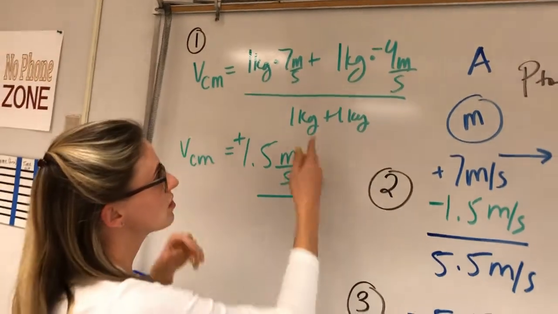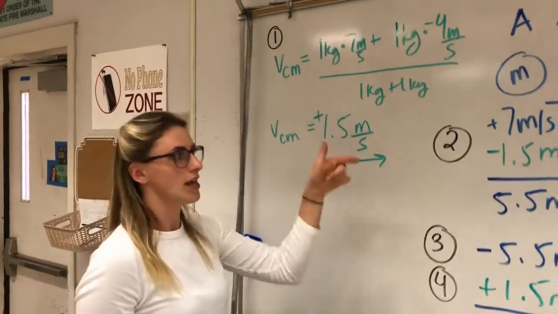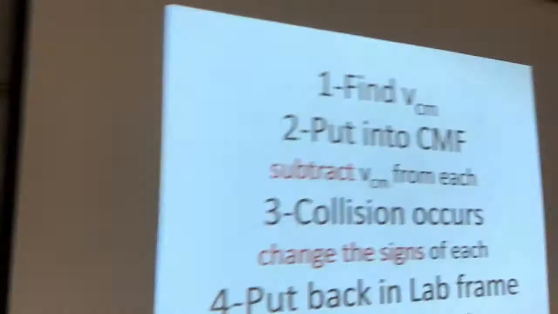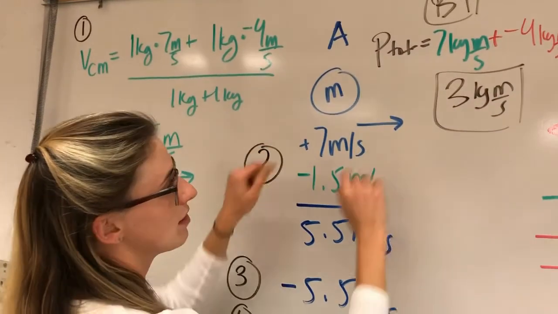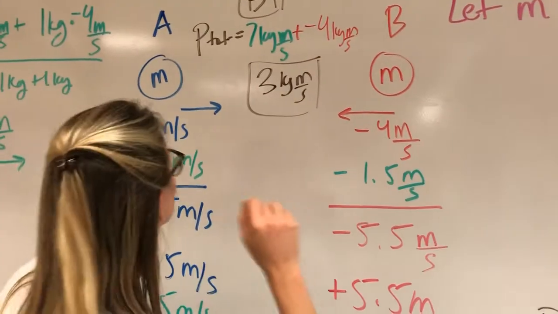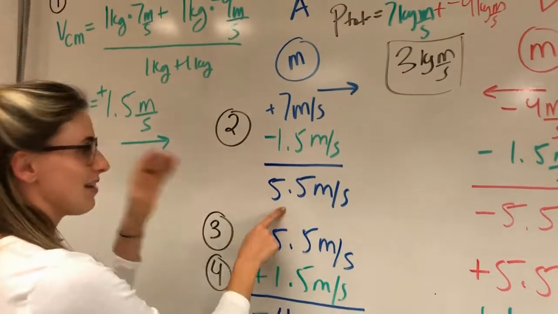That's our equation we use, and we get a positive 1.5 meters per second that way. Okay. Second step, we take that velocity of the center of mass and we subtract it from the initial velocities we have. So 1.5 and 7, and then 1.5 minus -4, or -4 minus 1. You get the point. And I get my answers.